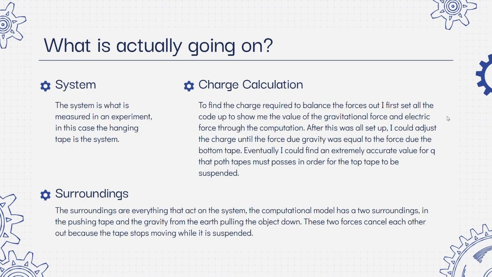So my system is the hanging tape, and my surroundings will be gravity from Earth and the bottom tape pushing up. And how do we calculate the charge? Well, basically, I knew that there was no acceleration, so the sum of forces equals 0. So I set gravity equal to that electric force, and when all of this was set up in the coding, I could just manually solve for Q and find a value for Q that would make the sum of forces 0, and that would suspend the top tape perfectly.